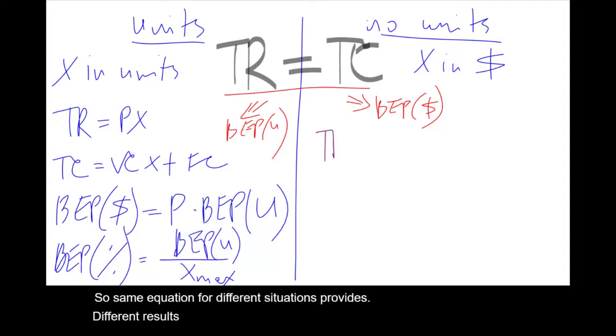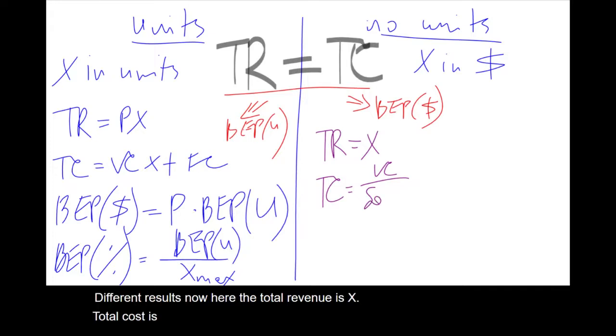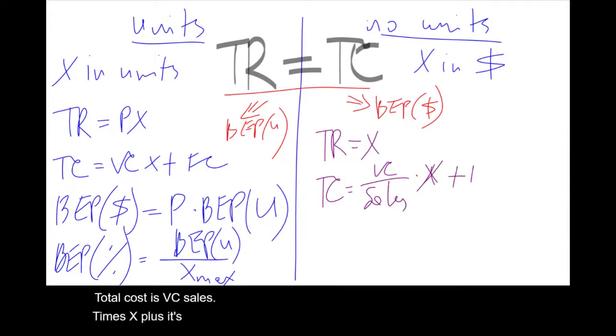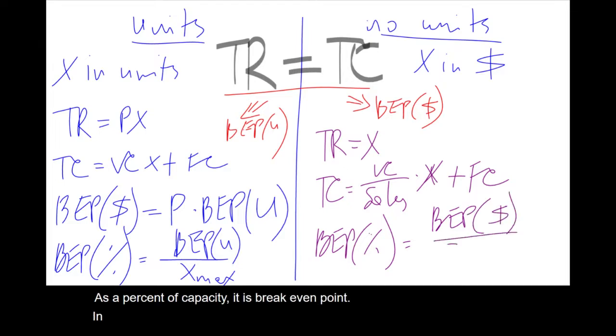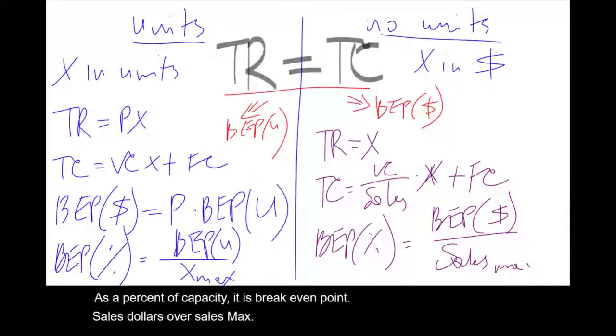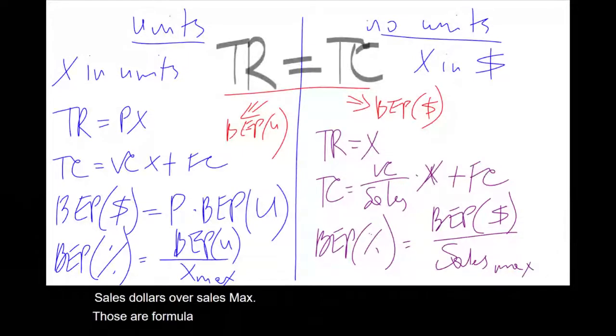Now here, the total revenue is X, total cost is VC over sales times X plus fixed cost. Also, break-even point as a percent of capacity is break-even point in sales dollars over sales max. Those are formulas we know so far. Any questions?